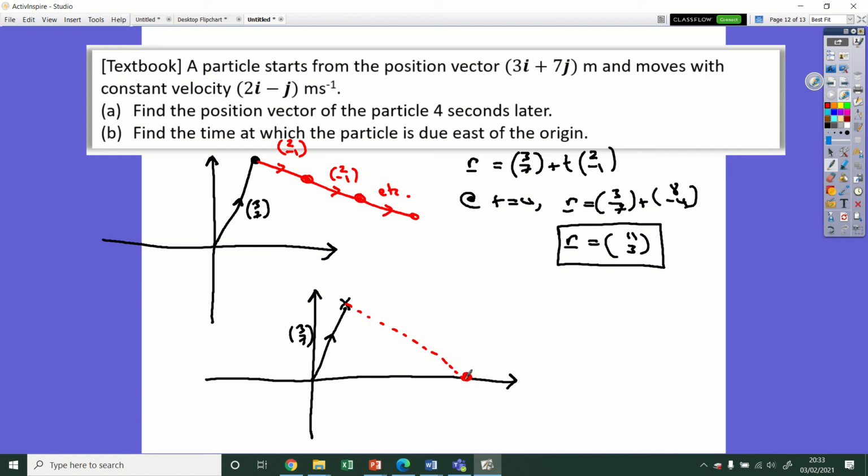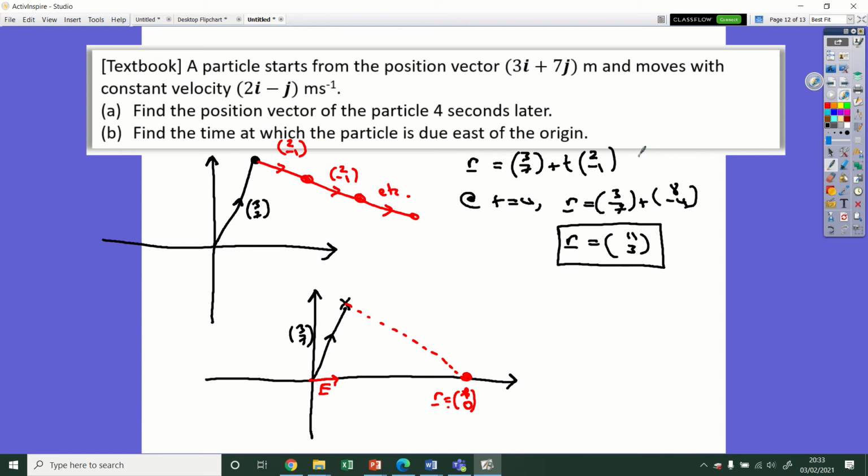Okay, so hopefully you agree. At this point here, this is where I'm due east of the origin, because I'm pointing that direction out of the origin. And my position at this point is going to look like something like this. It's going to be some i coordinate on the top, and then it's got to be 0 on the bottom, because that's the only way that I can be due east of the origin, is if I'm on the x-axis where the j's are 0.